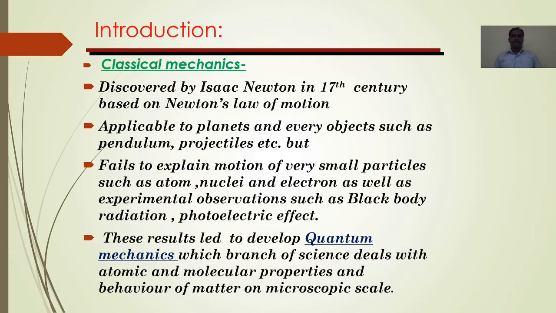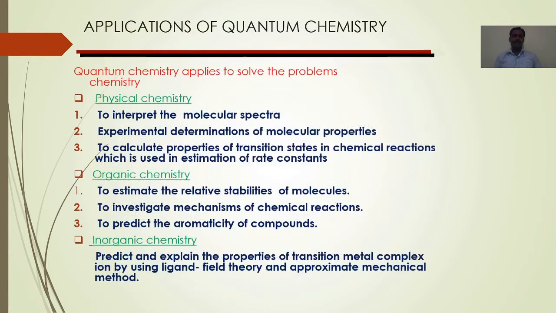Introduction. Classical mechanics, discovered in the 17th century by Isaac Newton, is based upon Newton's laws of motion. It is applicable to planets and everyday objects such as pendulums, projectiles, etc., but fails to explain experimental behavior discovered in the 19th century, like black body radiation and the photoelectric effect. These results led to the development of quantum mechanics, or in other words quantum chemistry, which is a branch of science that deals with the study of atomic and molecular properties and the behavior of matter on a microscopic scale.